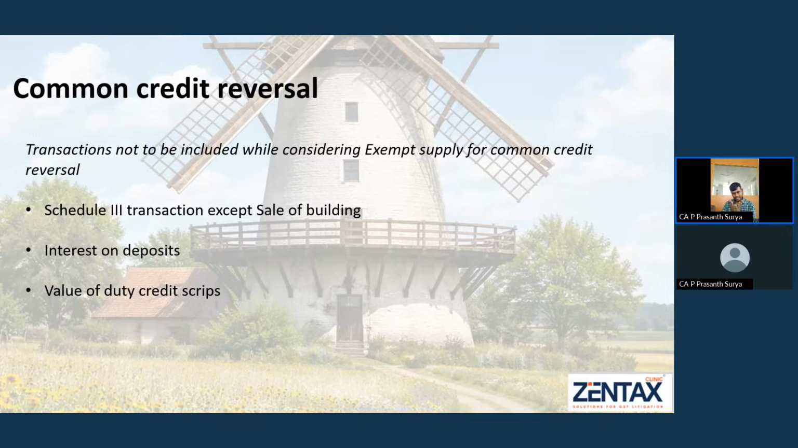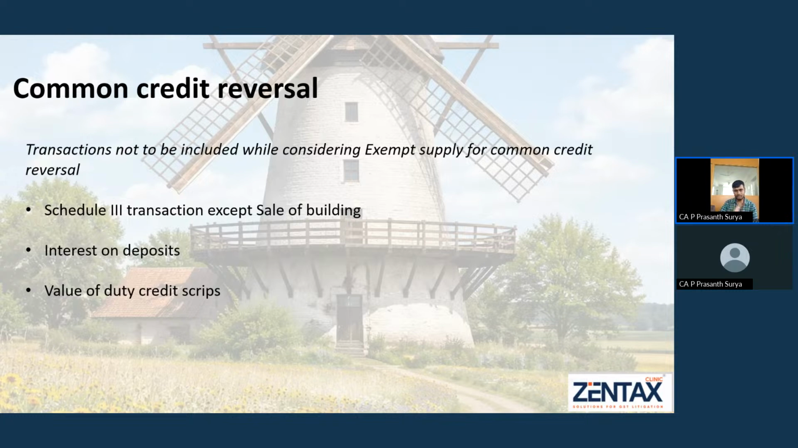So we see many taxpayers getting confused on whether if they do high sea sales, they should do any common credit reversal. If they do any bonded warehouse sales, should they do any common credit reversal? They are all covered under Schedule 3 transactions. So the common credit reversal question will not come into that scenario.